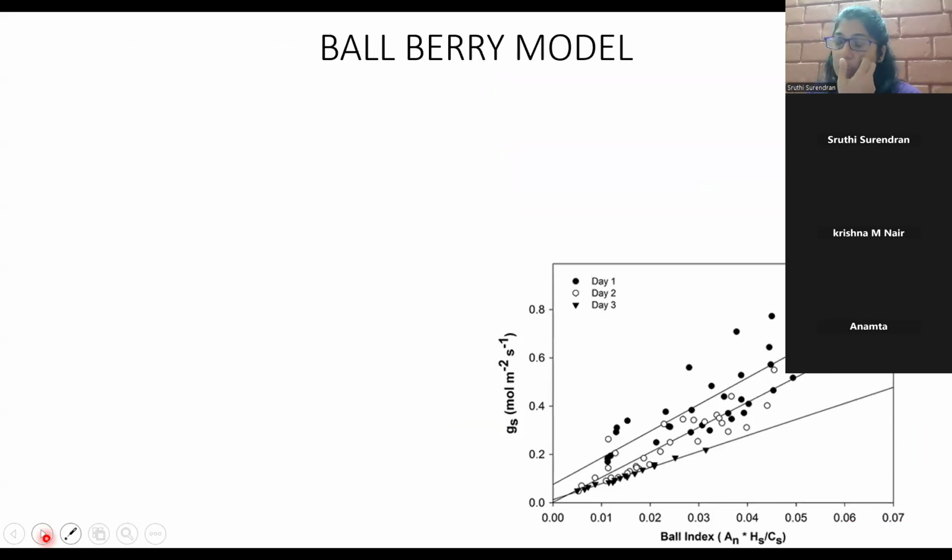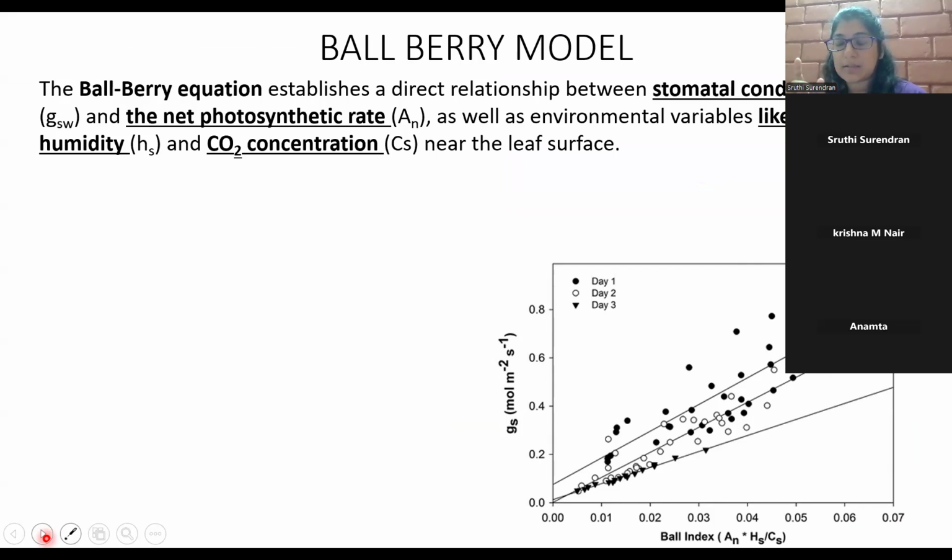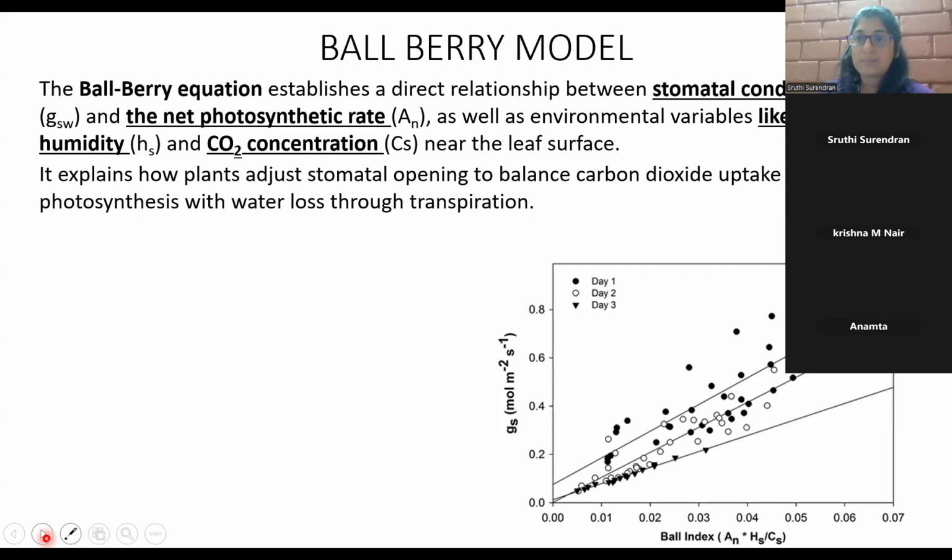Yesterday we looked at a very simplistic representation of assimilation and transpiration. Assimilation is related to the stomatal conductance to carbon dioxide and the concentration gradient between the atmosphere and the leaf, and the transpiration is related to the stomatal conductance and the vapor pressure deficit. Now there are various models that have also been developed to give a more robust association of stomatal conductance to the environmental variables and photosynthetic rate, and one such model is the Ball-Berry model.